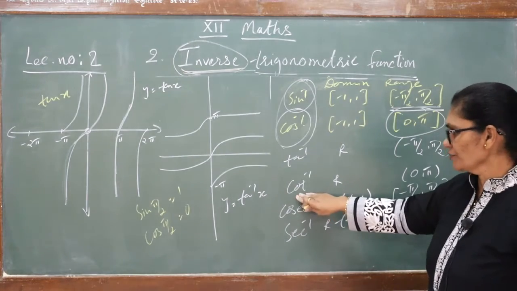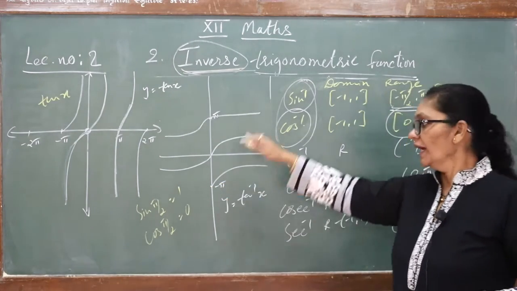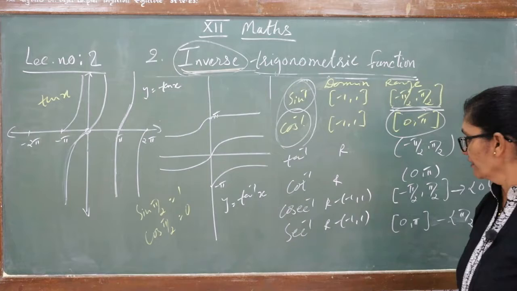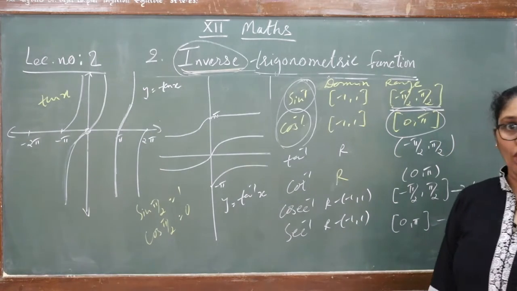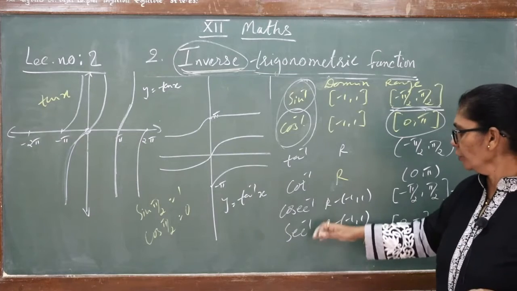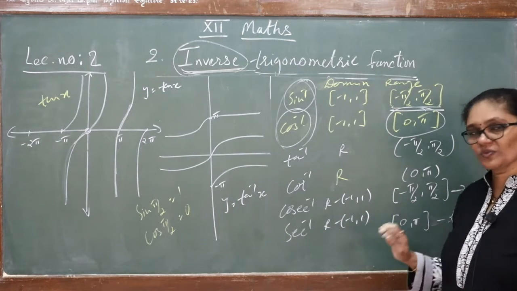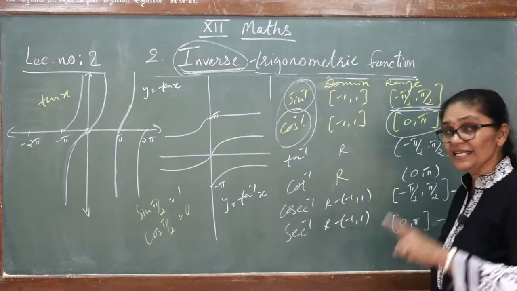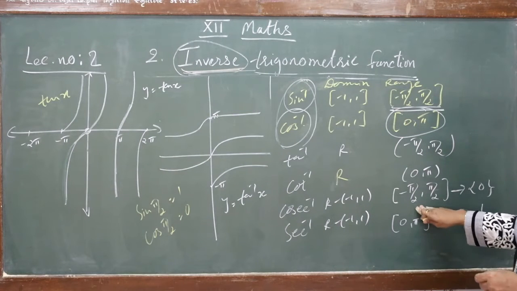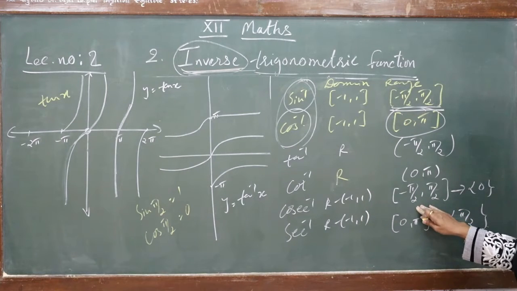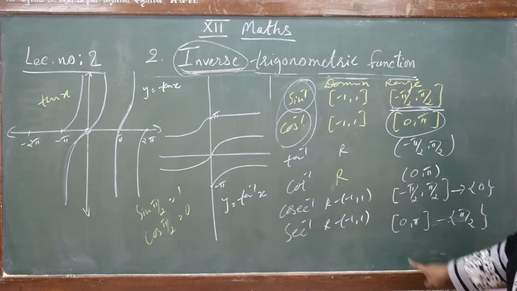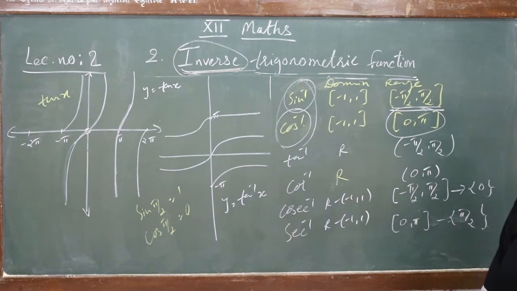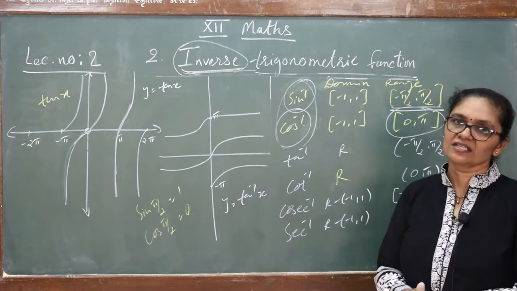Same way for cot inverse also, you can draw the graph like this and then the vertical graph will be for cot inverse, but its domain is R and range is 0 comma pi. Cot is the same as cos. Similarly for cosec and sec, the domain is R minus (-1, 1), but remember the interval is open. Cosec's range is the same as sine, but 0 is subtracted because sine 0 is 0. And for sec, cos pi by 2 is 0, so the range is 0 comma pi, from which pi by 2 is subtracted.